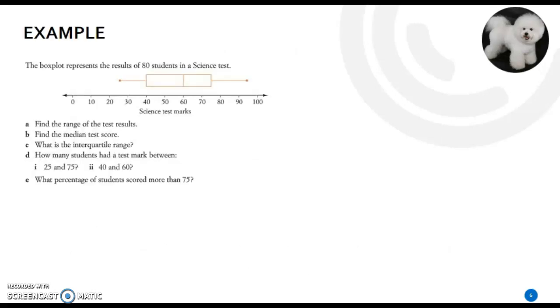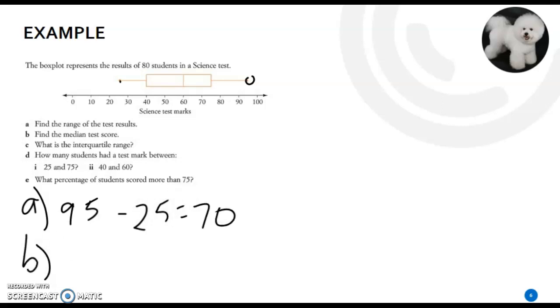On the next example, we've got one that's already drawn. It says the box plot represents the results of 80 students in a science test. Find the range of the test results. So let's start with that. The range, of course, is the highest minus the lowest. And here you can see that the highest score is the top of this whisker, which would be 95. Take away the lowest score, which is 25, which gives us a range of 70. So that's the range.